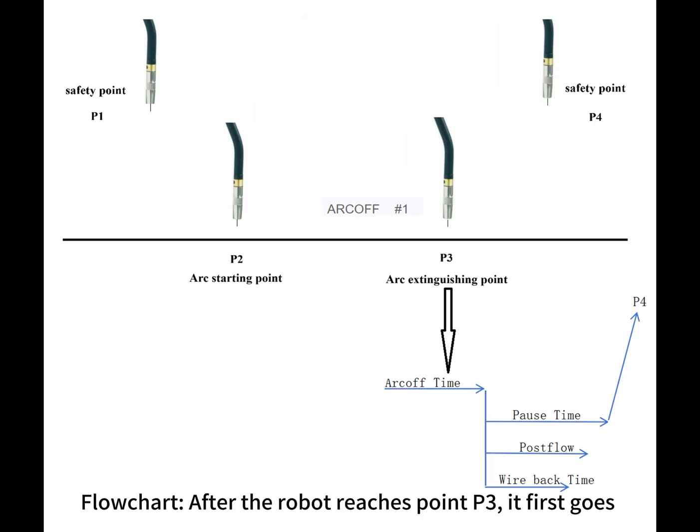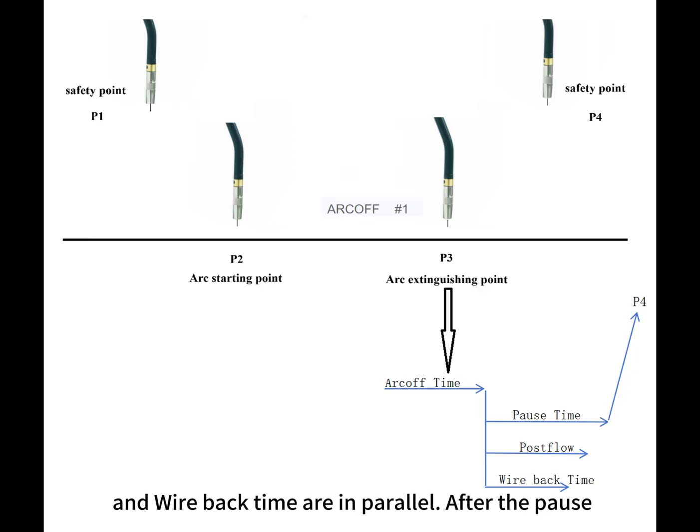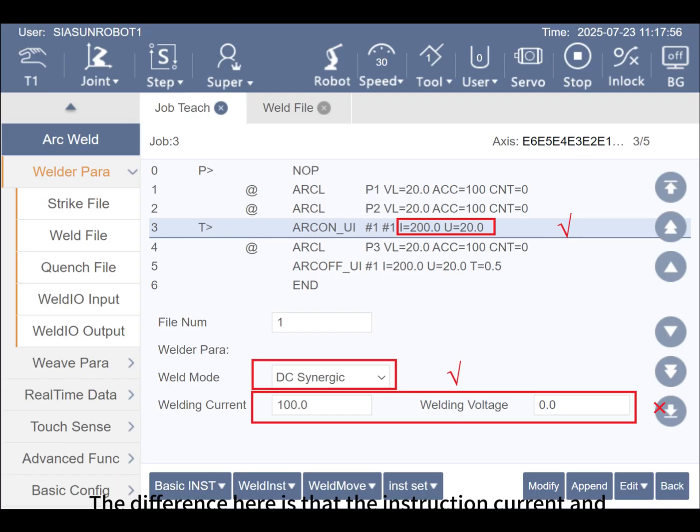Flowchart: after the robot reaches point P7, it first goes through arc off time, then pause time; post flow and wire back time are in parallel. After the pause time ends, the robot leaves and runs to point P4. Next, we will explain the arc on UI and arc off UI commands.